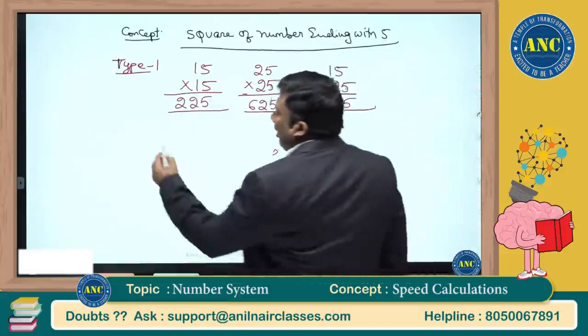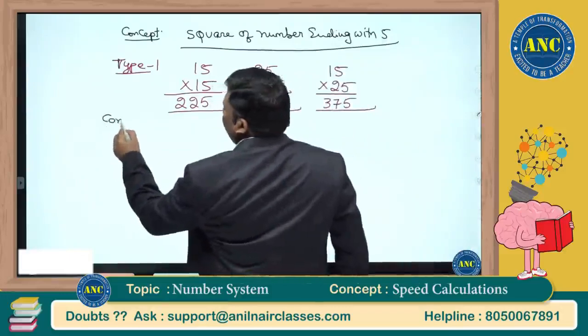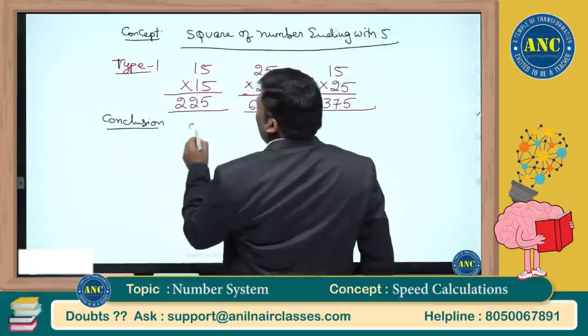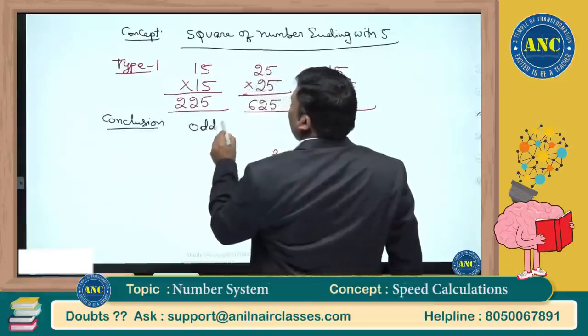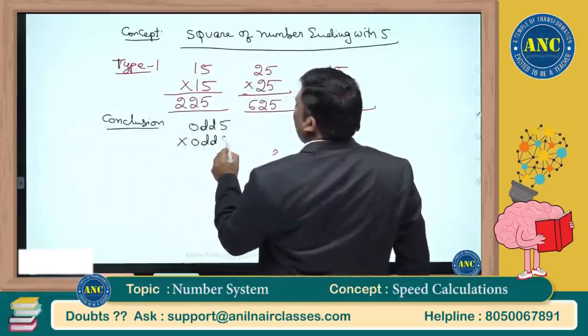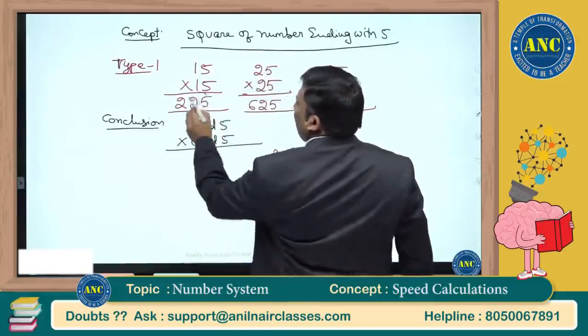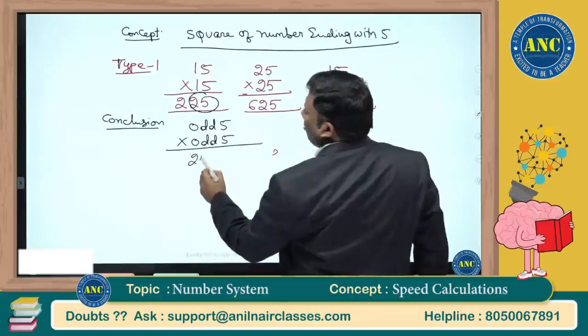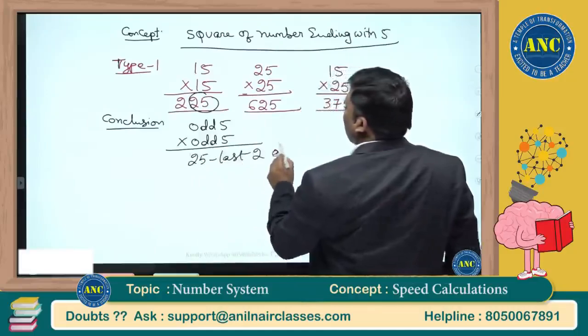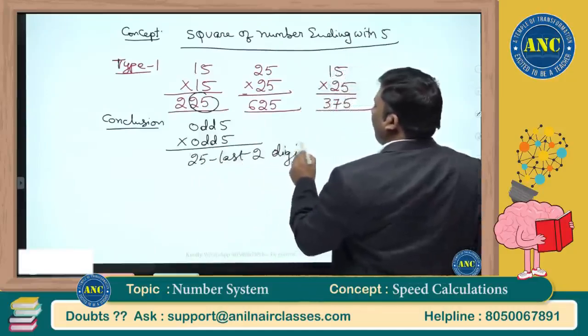Now listen carefully to this conclusion. One is an odd number ending with 5. Again, one is an odd number ending with 5. Odd 5 into odd 5: what are the last two digits? Last two digits are 25.